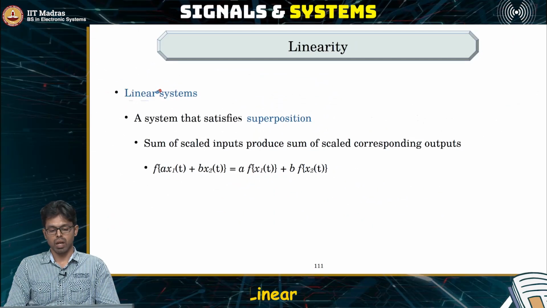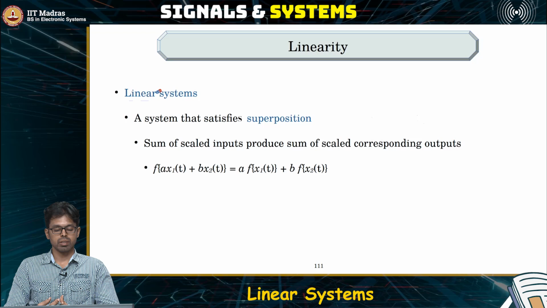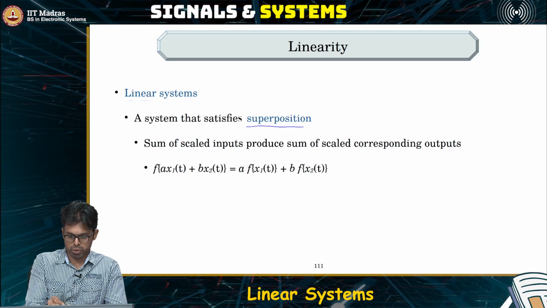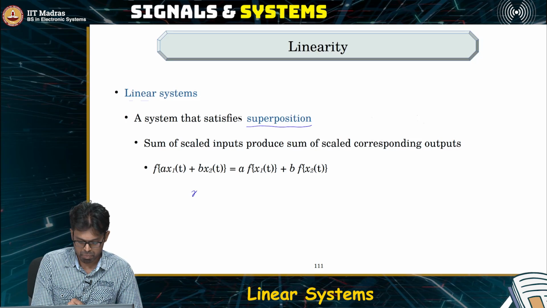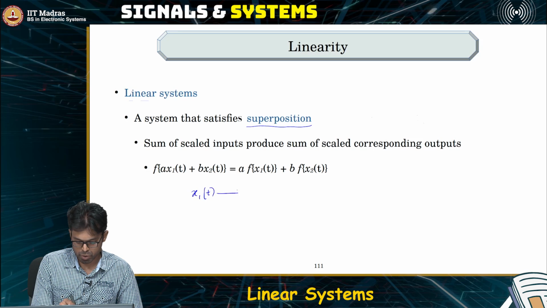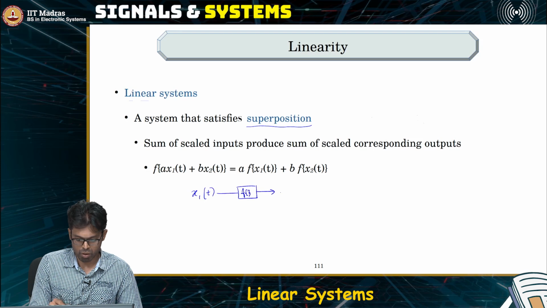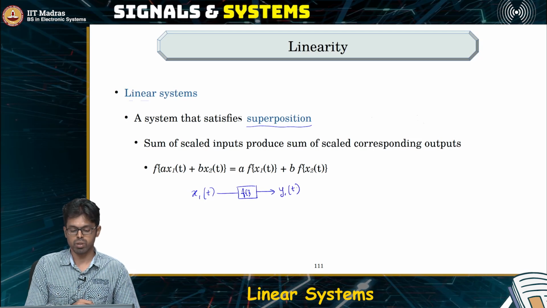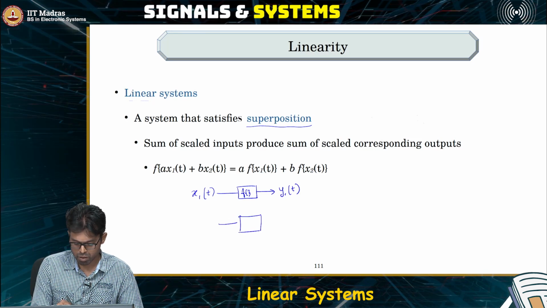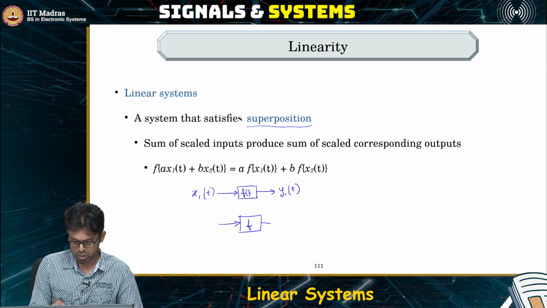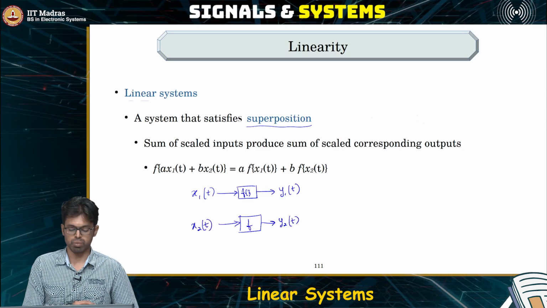So now we'll see the last and the most important property of systems, which is the linearity of the systems. We say a system is linear when it satisfies the superposition property. What we mean by the superposition property is that, let's say there is a system which produces an output y1 of t for an input x1, and the same system produces, let's say, y2 of t for a different input x2.